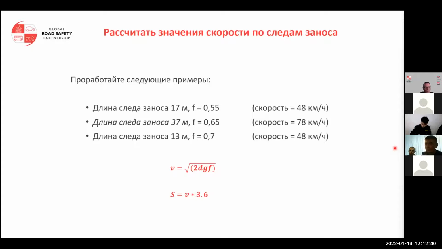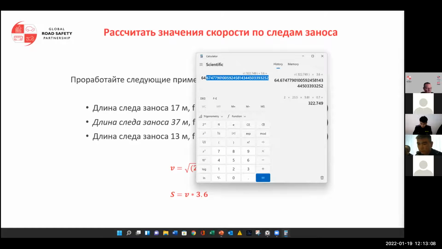Same situation. A vehicle has skidded to a stop. We are given our skid length, our distance D, in each case. So we have a skid of 17 meters, of 37 meters, and of 13 meters. We're also supplied with our drag factor F. So now we know everything we need to know to apply the equation. So let's do some working through of the first one.